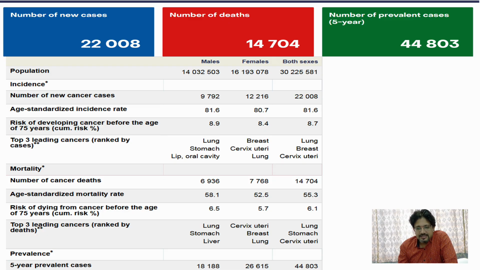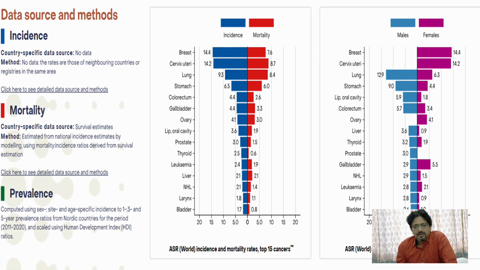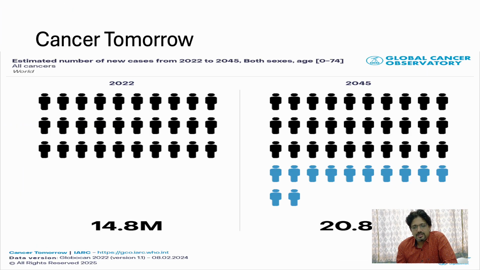The cumulative risk is 8.7%, that is, 8.7 people out of 100 are likely to develop cancer before the age of 75 years. The most common cancer in Nepal is lung cancer, followed by breast and cervical cancer, shown in the incidence and mortality charts. There's another term, Cancer Tomorrow, from GLOBOCAN.